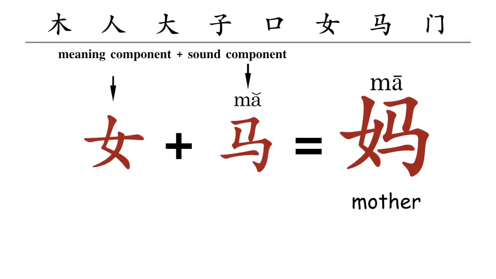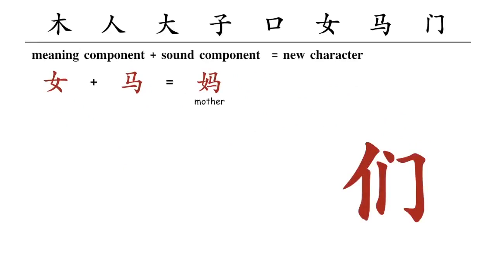When a character borrows the sound of another one, the pronunciation is not always the same. Here, for example, the tone changes. The character horse is with the third tone and the character mother is with the first tone. But the fact that ma here is acting as the sound component already gives us a general idea how to pronounce the character mother. Let's see one more example.